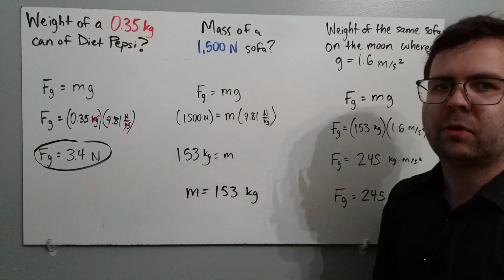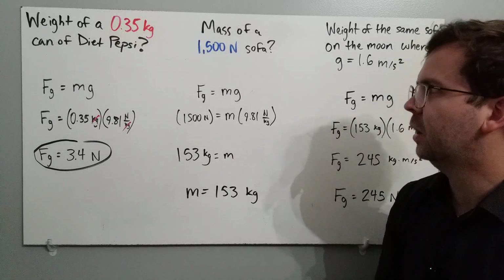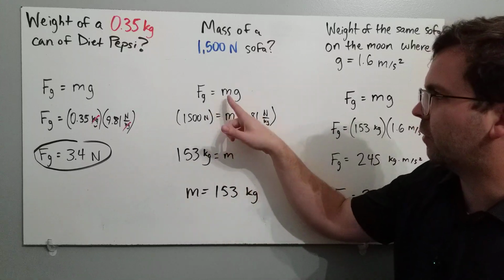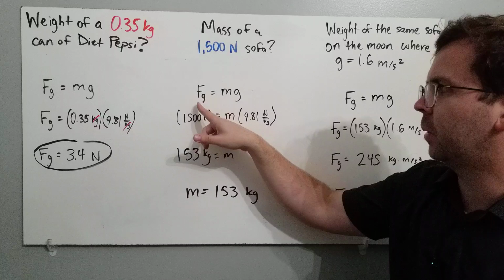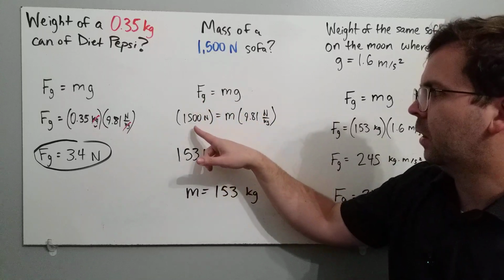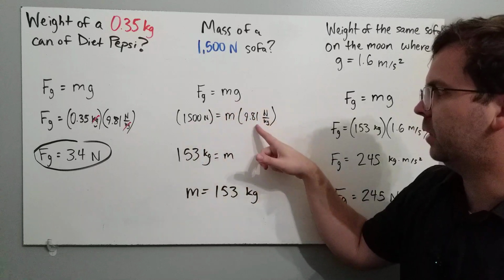What about the mass of a 1,500 newton sofa? So I've got a heavy couch here. What's the mass of that couch? Well, now it's a little different because we're solving for the mass. We're still going to use the same equation. We set it up like this. The weight is equal to the mass times g. We put in for the weight 1,500 newtons. Leave the mass. G is 9.81 newtons per kilogram.